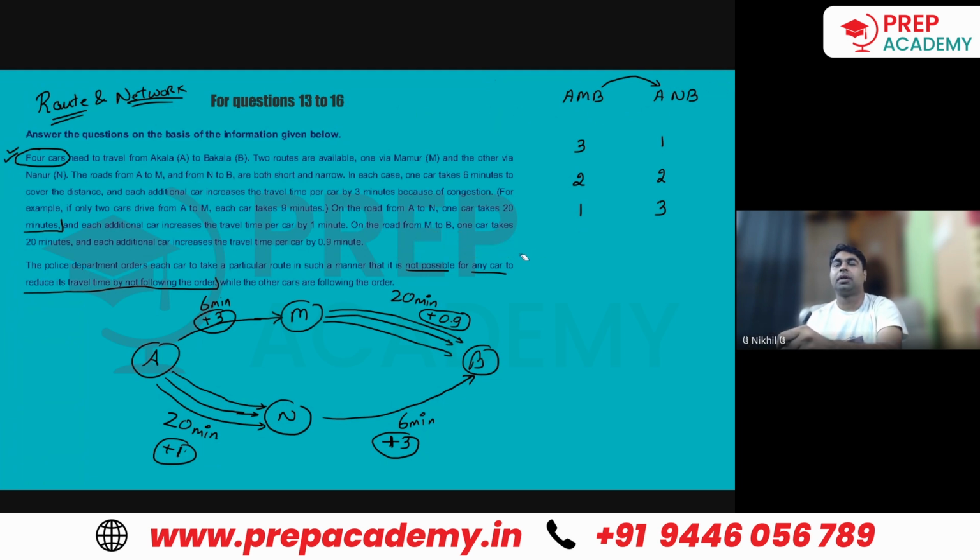Now, if I take the 3-1 route, that means 3 cars and only 1 car is here in the A and B route, so it would take 26 minutes only. And in the other route, 26 minutes will be there, and 2 extra cars are there. So 3 and 3, 6, and 0.9, 0.9, 1.8. So how much would it take? 33.8.